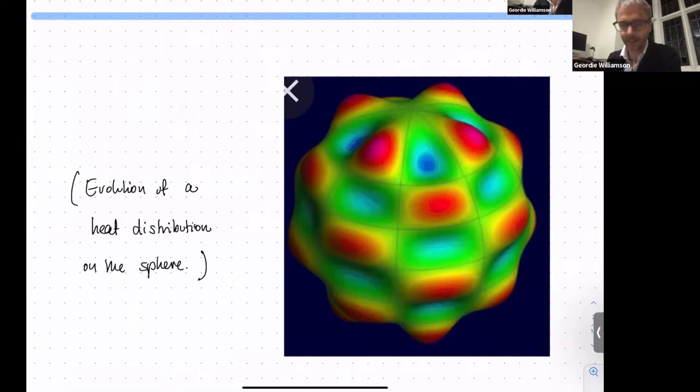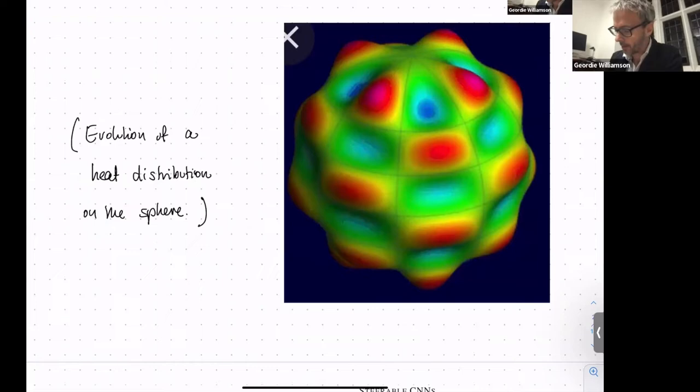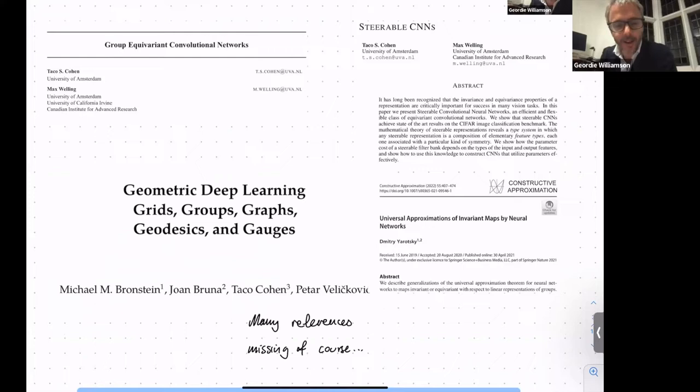Another example is if we're trying to solve, let's say, a heat equation or something like this on the surface of a sphere. We expect anything that we do to be equivariant with respect to the rotation action on a sphere, with respect to SO(3). And so this is another example where we're trying to perform an equivariant learning task. So what I'm talking about today is geometric deep learning, which is basically how does one build equivariant neural nets?